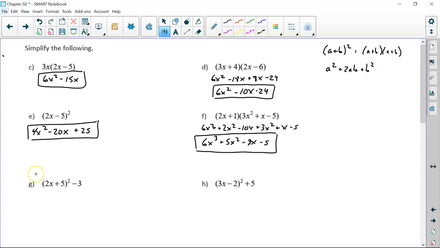For G, we're going to square the 2x plus 5 first. So square the 2x, we get 4x squared. Squaring the 5, we get a positive 25. And then the middle term is 2 times 2x, which is 4x, times 5 is plus 20x. And at the end, we're still subtracting the 3. So we get 4x squared plus 20x plus 22.